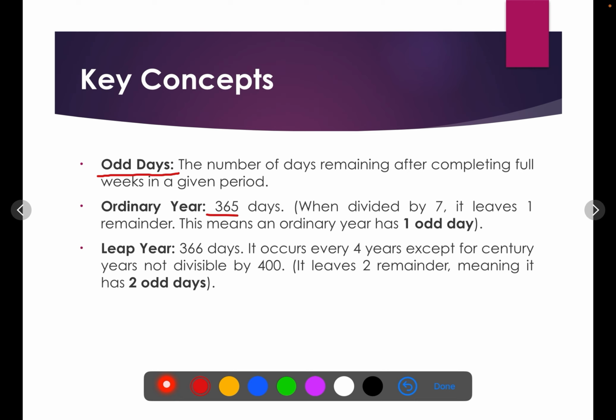Ordinary year. Ordinary year means non-leap year. So here if you divide an ordinary year which is non-leap year by 7, it gives you the remainder 1. So in an ordinary year we have one odd day. When I talk about leap year, the days are 366. So 366 means we'll divide by 7 and what is the remainder? 2. So 2 odd days in a leap year. You may do your calculation and check.